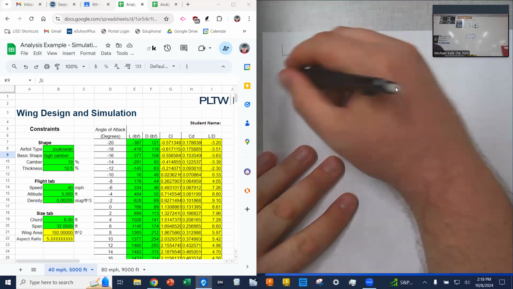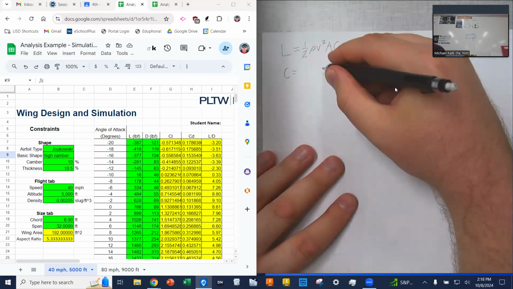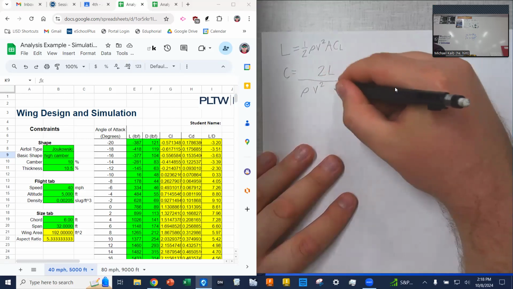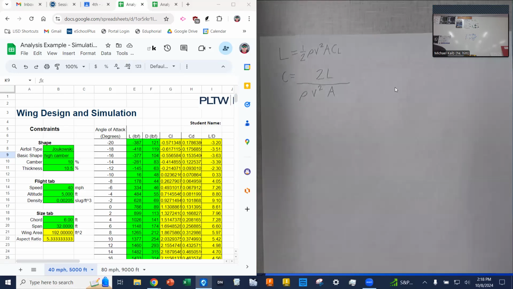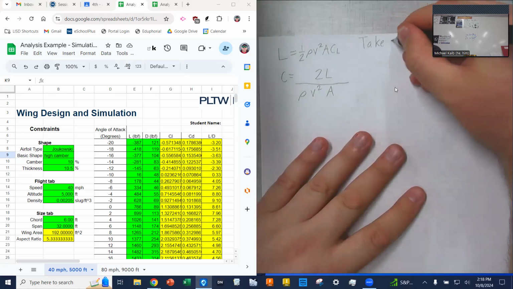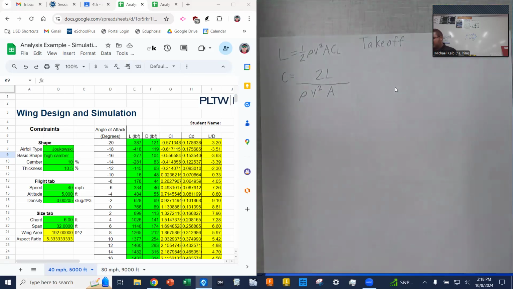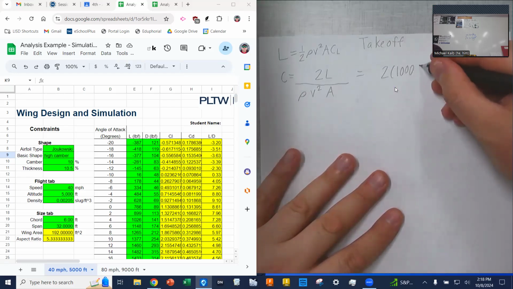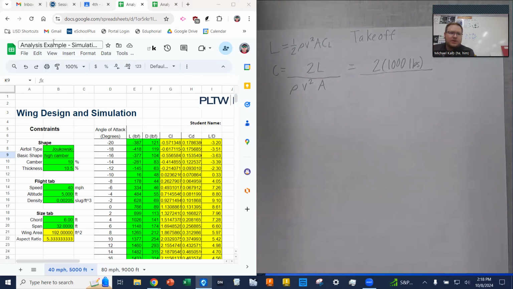So if we solve this for CL, we multiply both sides by 2, so CL equals 2L over rho V squared A. So for takeoff, we need to make 1,000 pounds of lift, so 2 times 1,000 pounds. Now, the density of air we had in our spreadsheet from before, the simulation example, at 5,000 feet is 0.00205 slugs per cubic foot.